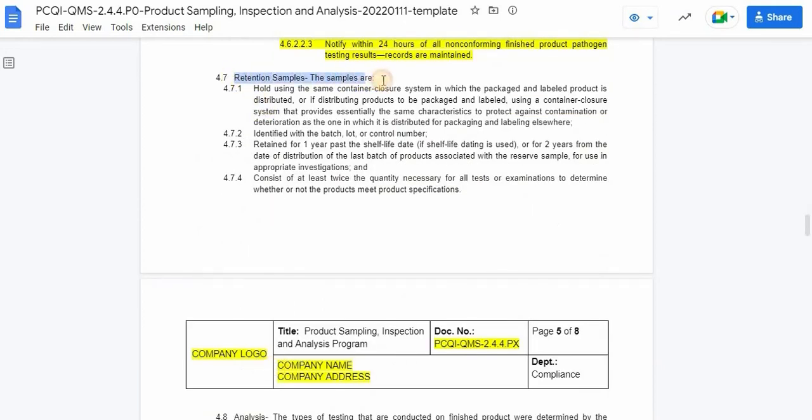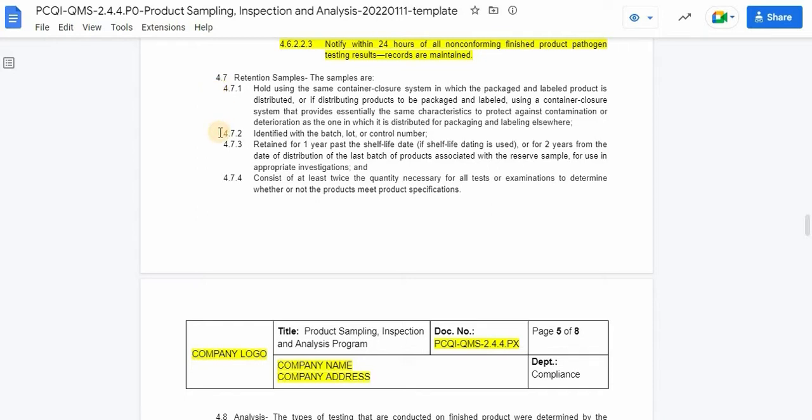Next is retention samples. The samples are held using the same container closure system in which the packaged and labeled product is distributed, or if distributing products to be packaged and labeled, using a container closure system that provides essentially the same characteristics to protect against contamination or deterioration as the one in which it is distributed for packaging and labeling elsewhere.